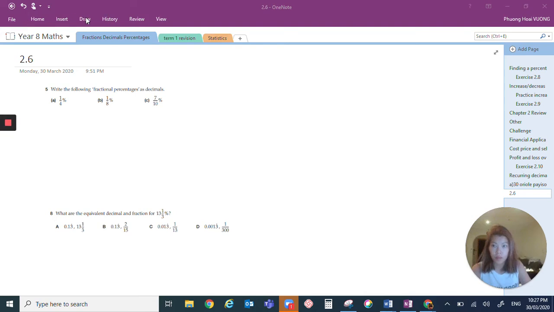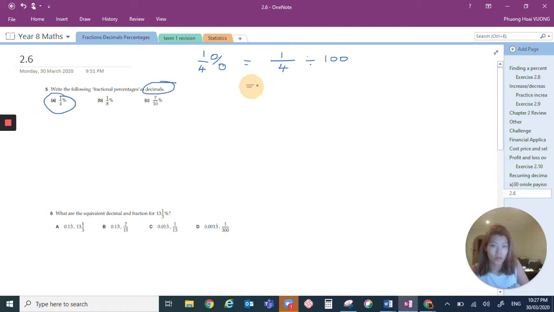Okay, so just going through some questions from 2.6. Question 5, write the following fractional percentages as decimals. So let's do the first one, 1/4%. I know it's asking for a decimal, but first let's write it as a fraction. 1/4% means a quarter divided by 100. And we know from fractions that dividing by 100 is like dividing by 100 over 1, so we multiply by the flip. Now we have 1 over 400.